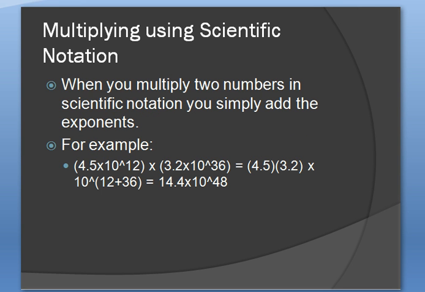Multiplying using scientific notation. When you multiply two numbers in scientific notation, you simply add the exponents. For example, 4.5 times 10 to the 12th times 3.2 times 10 to the 36th is simply 4.5 times 3.2, and then you multiply that number by 10 to the 12 plus 36, which in this case is 14.4 times 10 to the 48th.